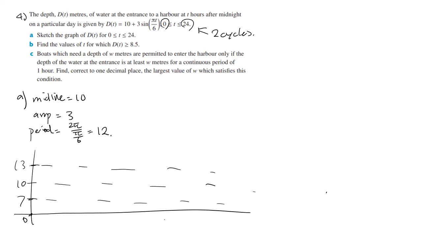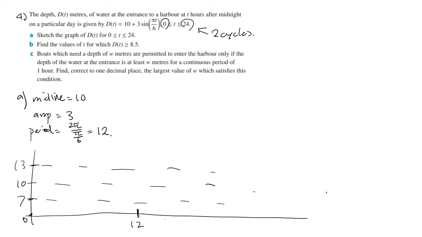This is not very neat, but oh well. Now the period is 12, so let's say that's 12. It's 24. That's not right. So that's 24. And so that would be halfway between 12 and 24, and that would be halfway between 0 and 12.